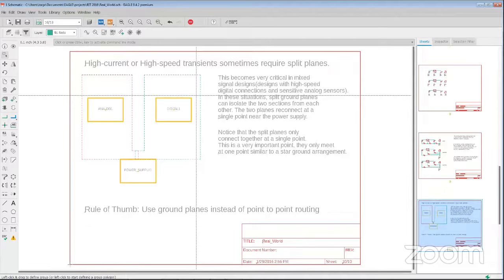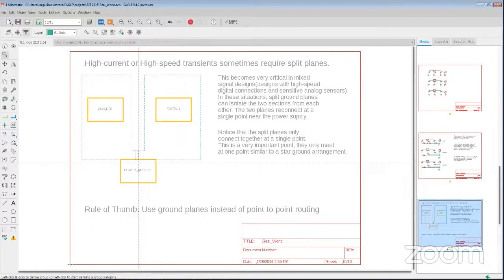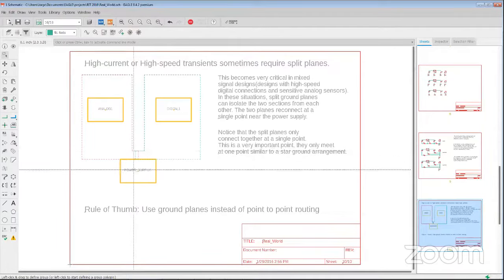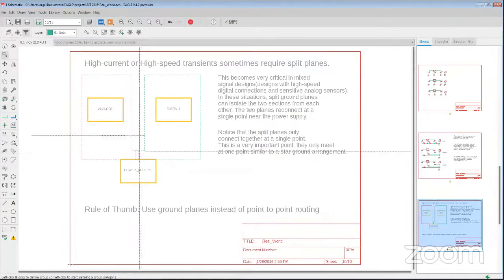But that's not always possible to create that separation. So in those situations, the next best thing is to have split planes, and they only overlap at a single point. They have to overlap, but they only do so at one point, and that's near the power supply.